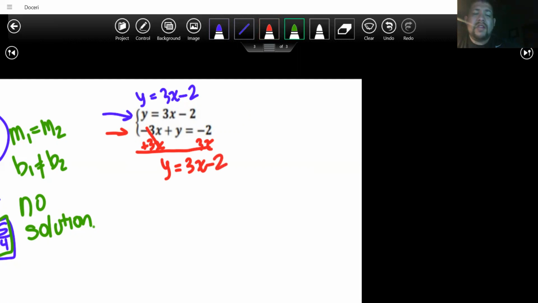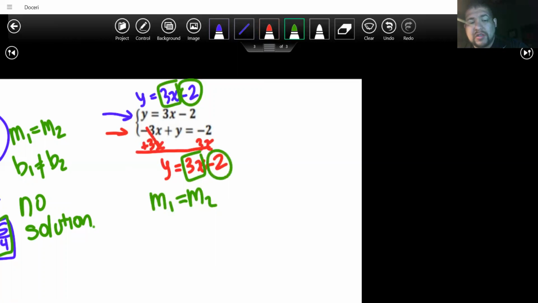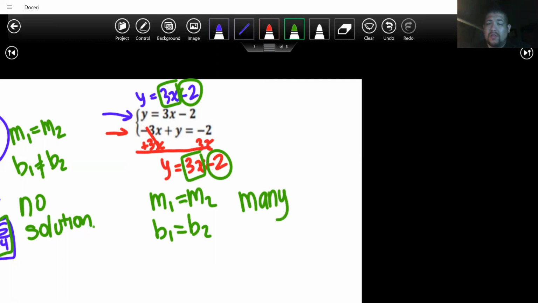So we have it in the y equals mx plus b form, and we identified that the first pair right here are the same. So our m1 is equal to our m2. And then we also have the second portion, which is our minus 2 and minus 2, which are our b's. b1 is equal to b2. Same slope, same intercept tells me that it is many solutions. Graphing these both, we're just graphing the same line, so it would be many solutions.